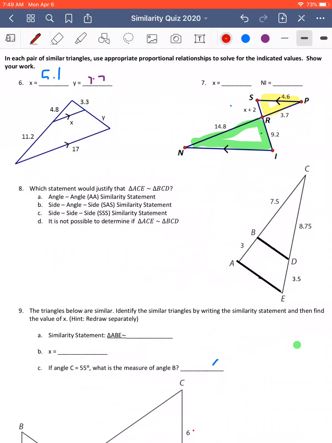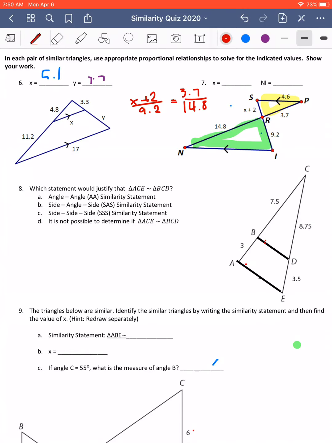So, to find x, I would do x plus 2 over 9.2, small triangle on top, big triangle on bottom, equals 3.7, I believe, goes with the 14.8. If you look at the triangles, it looks like it's been rotated. So small triangle would be 3.7 over 14.8. We would cross multiply.